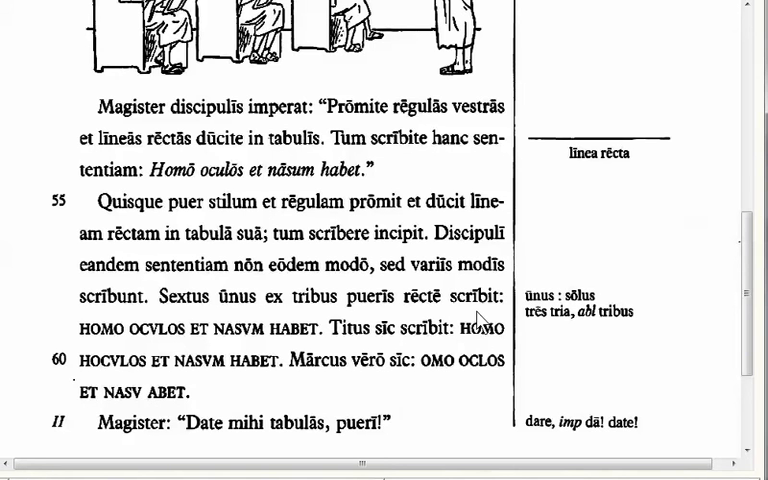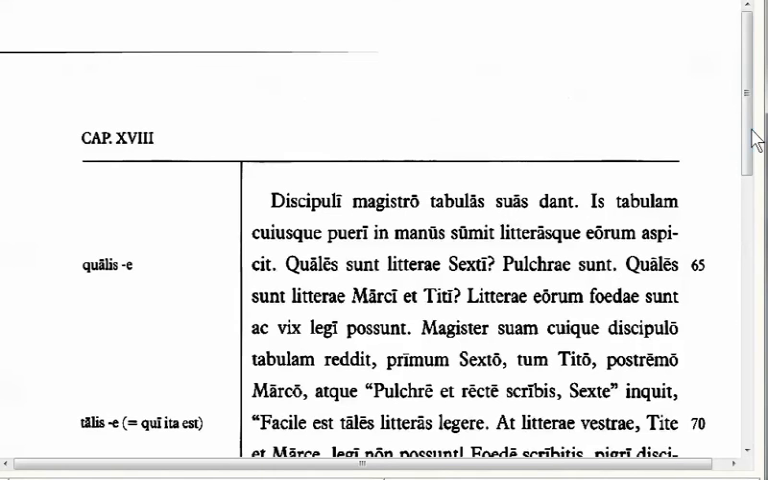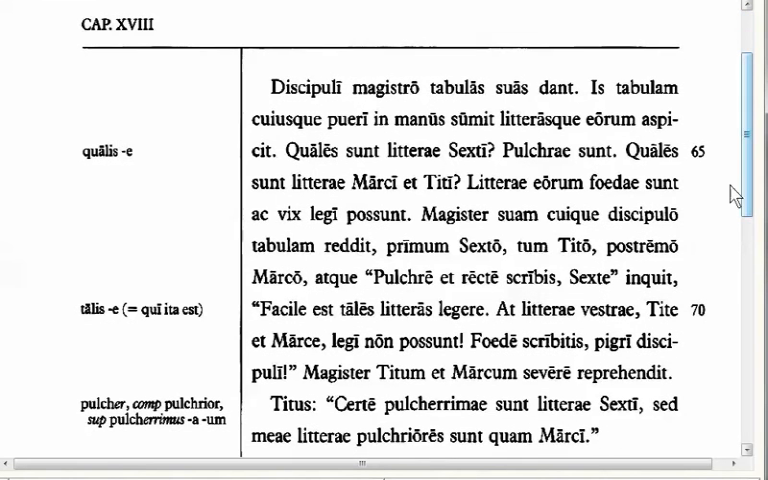In line 69, I've got a new feature that I want to show you, and that is in this sentence, we'll start with pulcre. "Pulcre et recte scribes, Sexte," inquit, I believe it's Magister talking, "facile est tales litteras legere." So he says to Sextus, Sextus, you write beautifully and correctly. He says, it is easy to read such letters.